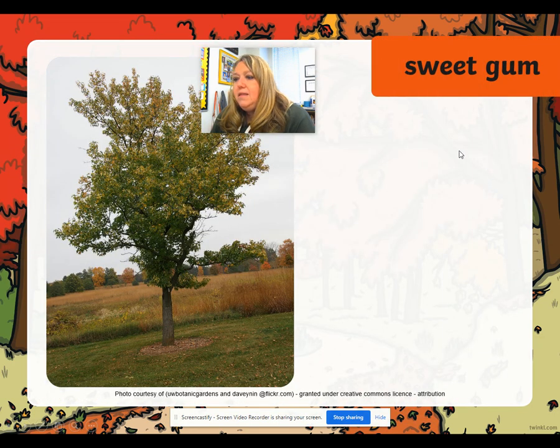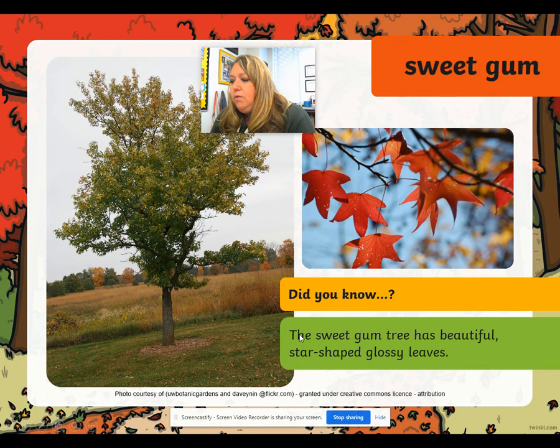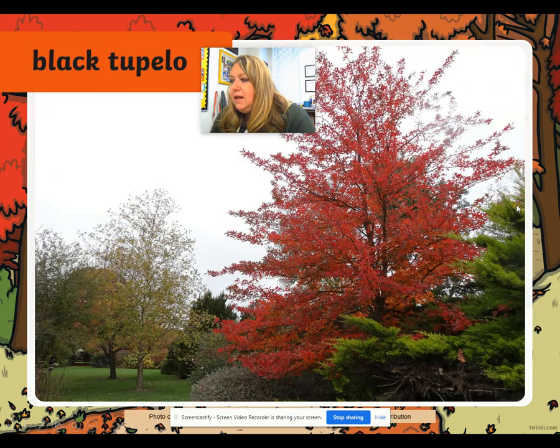Okay, this tree is called a sweet gum tree. I wonder if you can make gum from it. I'm not sure. Did you know the sweet gum tree has beautiful star-shaped glossy leaves? And here's a close-up of those leaves. And they're kind of star-shaped, aren't they? They're really, really pretty. And I like how they turn that deep orange-red color in the fall. Oh, that's a really pretty tree. I like that.